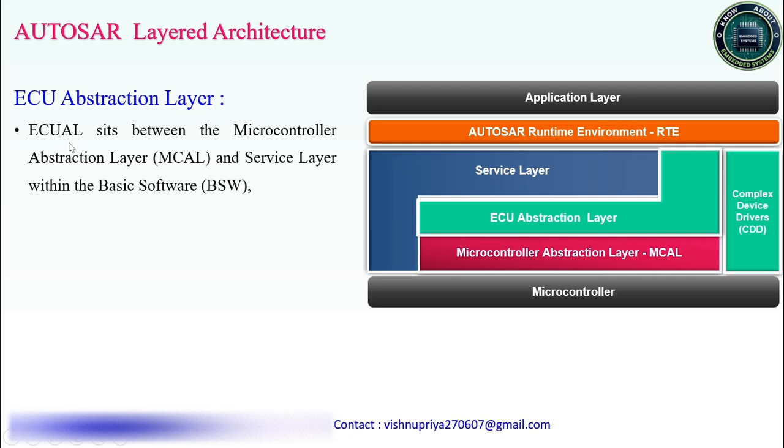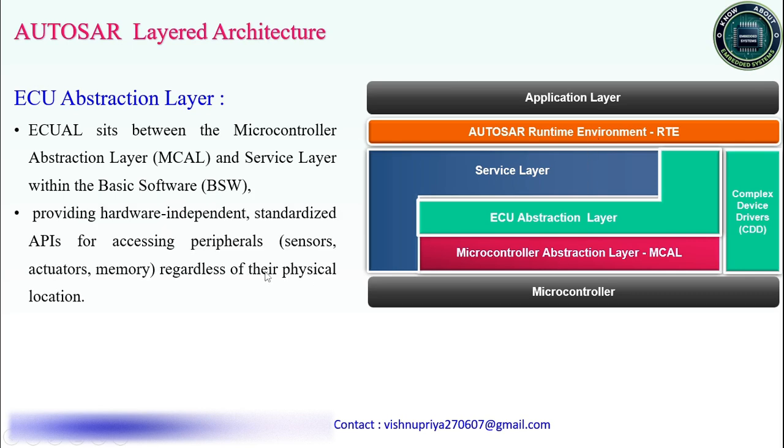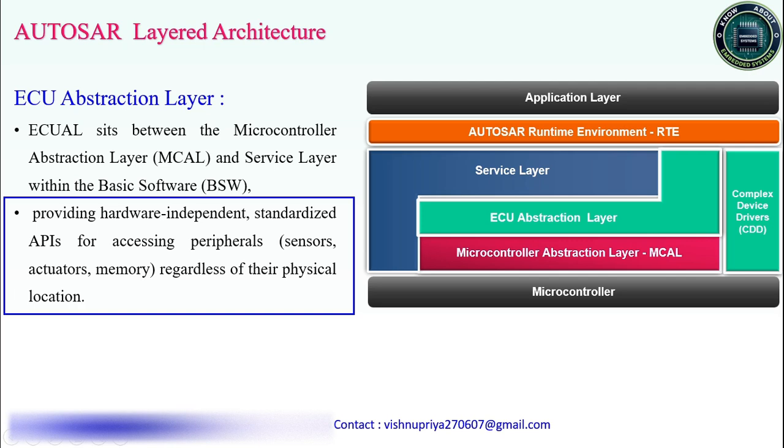So the ECU abstraction layer is a mid layer. It sits in the BSW and acts as an intermediate layer between the runtime environment and your MCAL. What is its main functionality? The main functionality is to create different APIs, that is, function calls, by providing hardware independent standardized APIs for accessing the peripherals, like sensors and actuators.